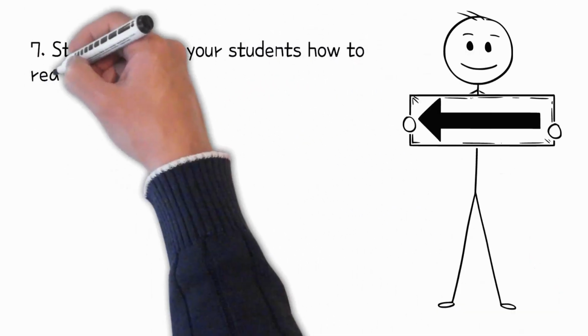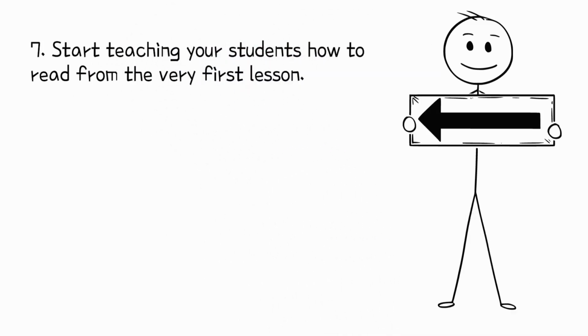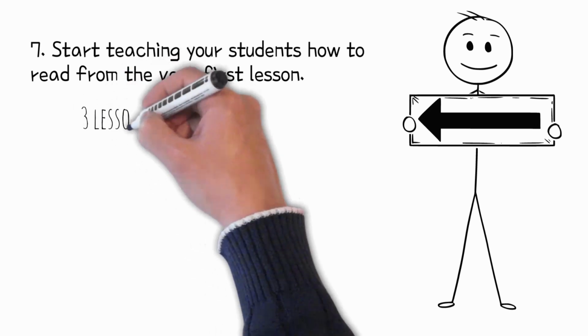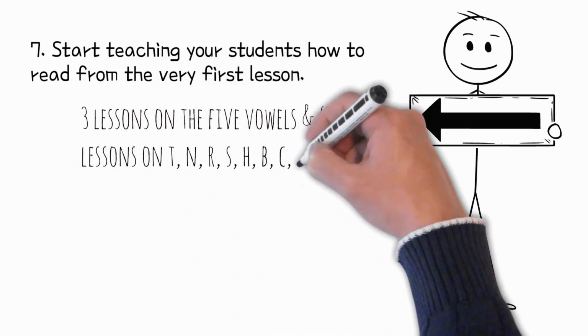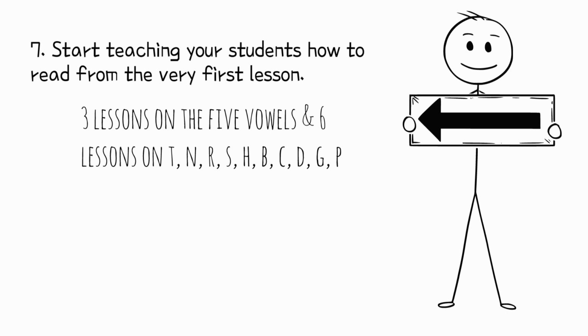Make sure that they can see the letters and identify them with each phonic sound. After around 10 to 15 lessons, you will have taught your young learners enough letters for them to start putting them together into words. If you spend 3 lessons on 5 vowels as suggested, then spend another 6 lessons on T, N, R, S, H, B, C, D, G, and P. You can start saying words that they have already learned.